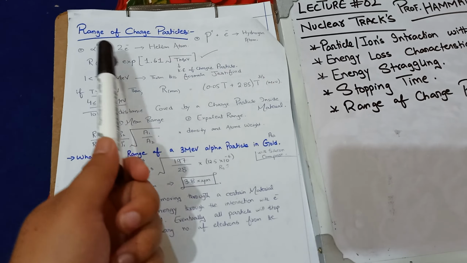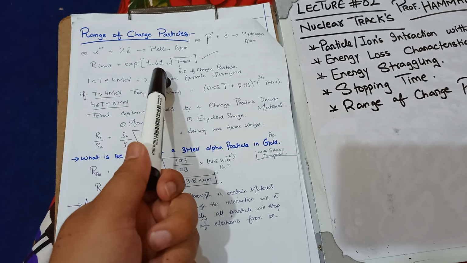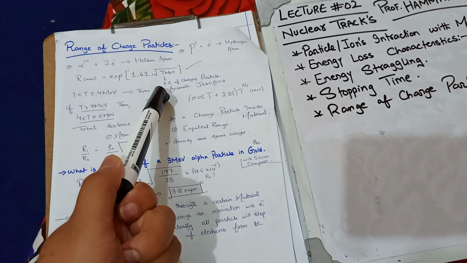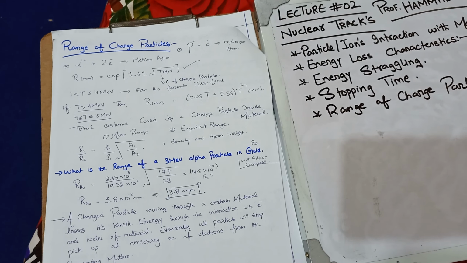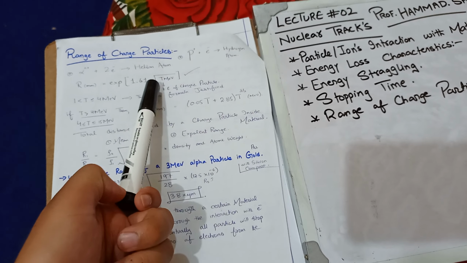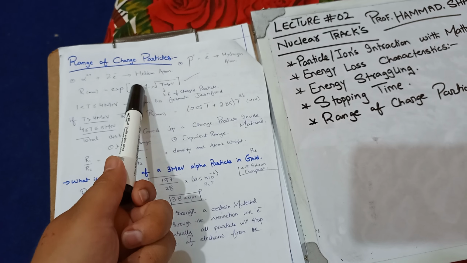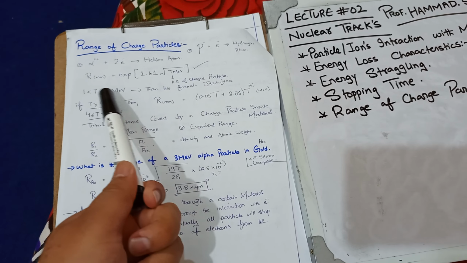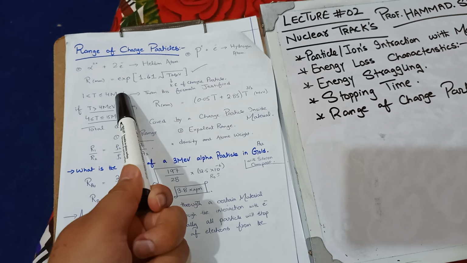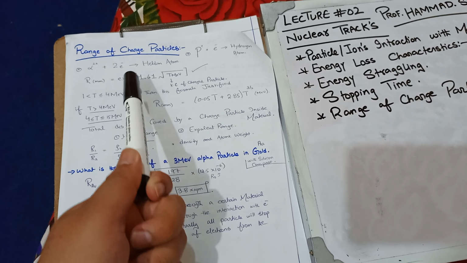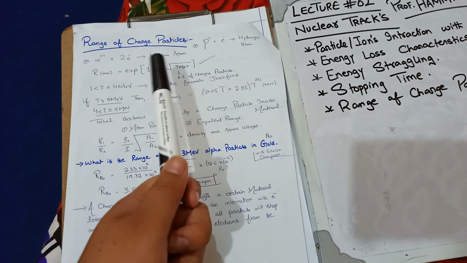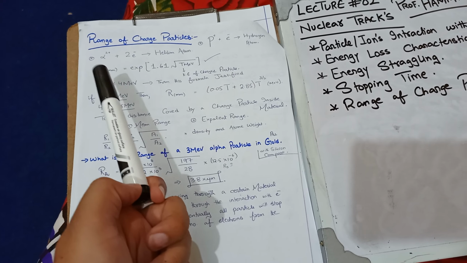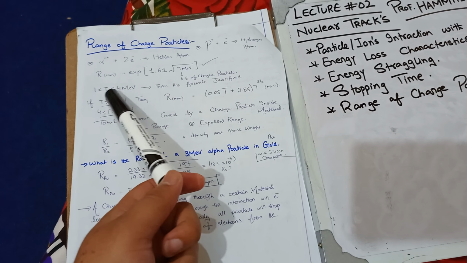So this is the exponential, power 1.6, under root T. What is this T? The kinetic energy of the charged particle in mega electron volts. So this is how to find the range of the particle. But this only holds when your energy is between 1 to 4 mega electron volts. If it is greater than 4, then this formula is violated. This formula is only justified when the kinetic energy of the charged particle is between 1 and 4 mega electron volts.